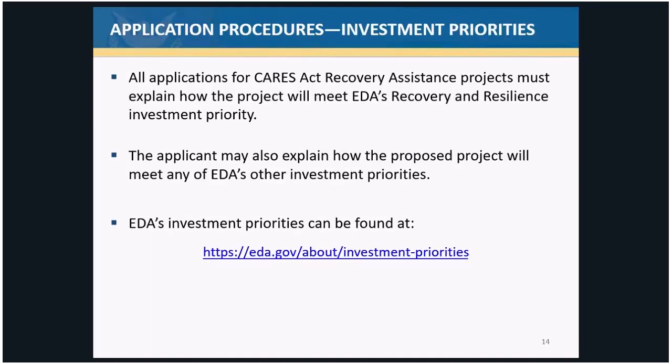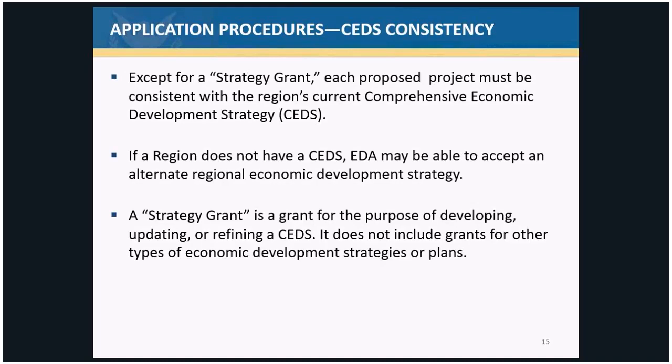All applications for CARES Act recovery assistance projects must explain how the project will meet EDA's recovery and resilience investment priority. Applicants who wish to do so may also explain how the proposed project will meet any of EDA's other investment priorities. All of those investment priorities can be found at eda.gov/about/investment priorities.